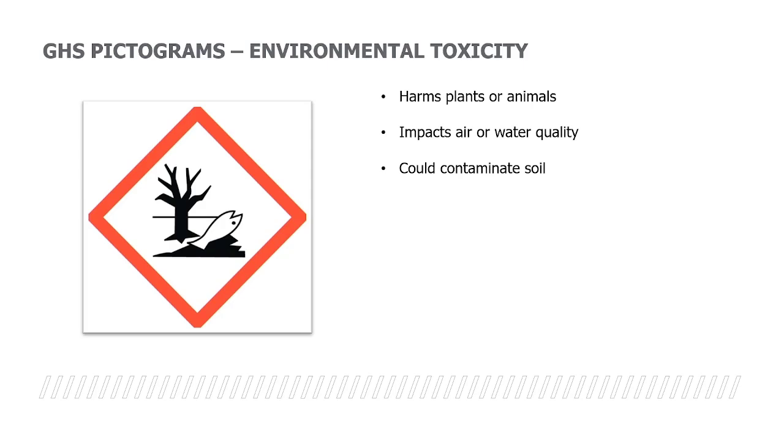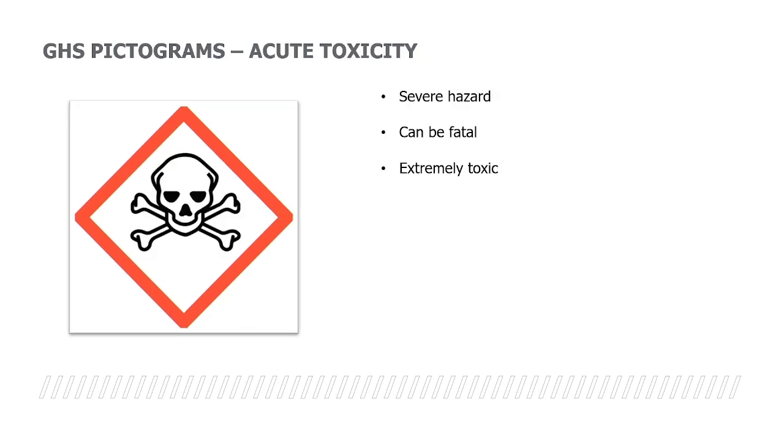Looks like we have a dead tree. We have a fish. That means we're talking about some type of environmental toxicity. It could harm the plants, harm the animals, impact the water, the air quality. Could also contaminate the soil. These are just some of the examples you're going to find under environmental toxicity with this particular pictogram.